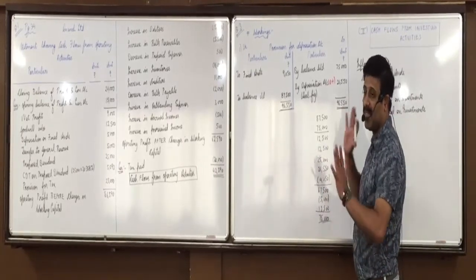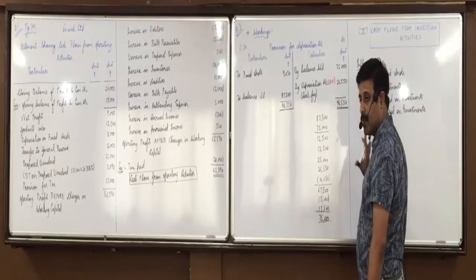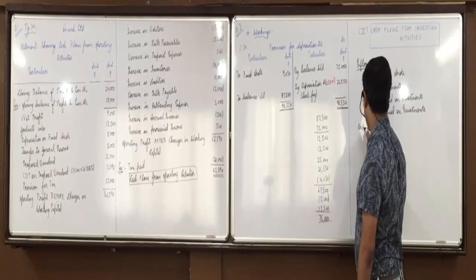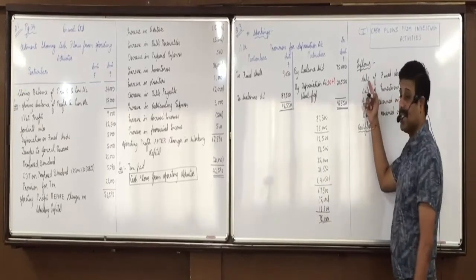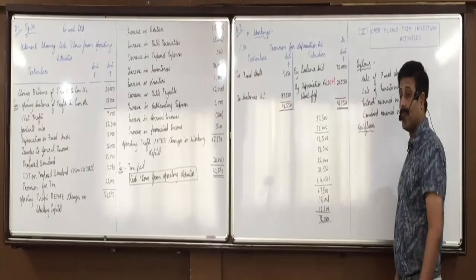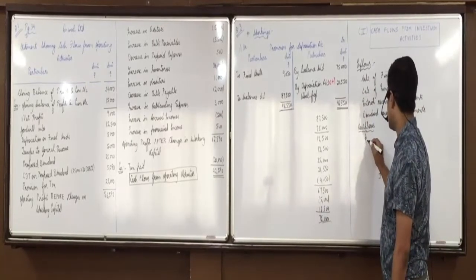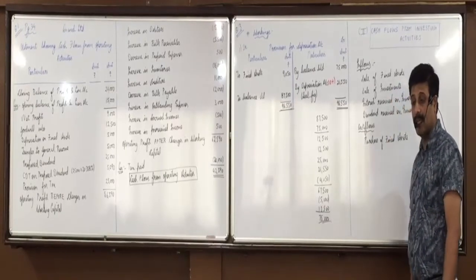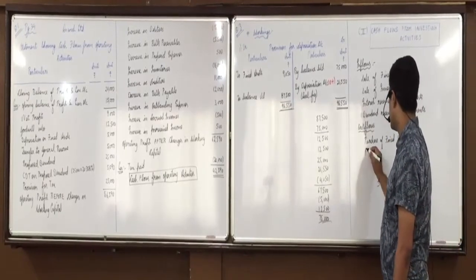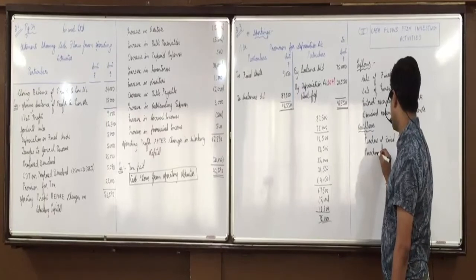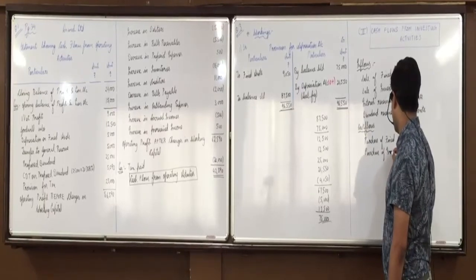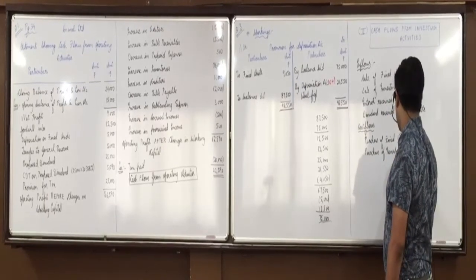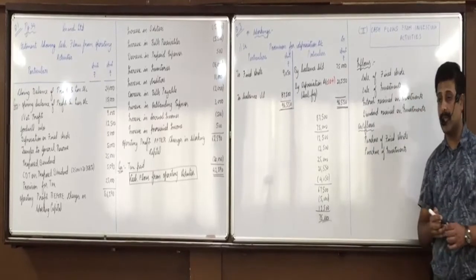Only operating is very lengthy, the rest is very small. Outflows: only two outflows you will have. Like sale of fixed assets, what will be the outflow? Purchase of fixed assets. In the same way, like sale of investments, what will be the outflow? Purchase of investments. So maximum two outflows and maximum four inflows. Is everyone clear with this?